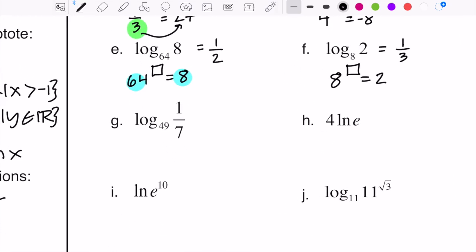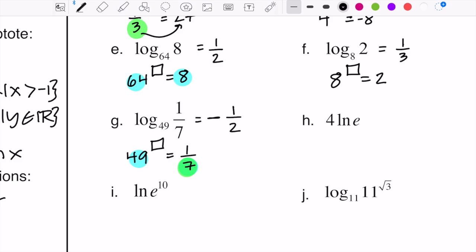Alrighty, next one, 49 to what power is 1/7. So not only do we have it going in the denominator right here, which is going to mean that this is going to have a negative, but we also have that this is going from 49 to 7. So it's going down. So we're going to have a negative and a fraction. Because 49 to 7 would be a square root, it would be the -1/2 fraction.